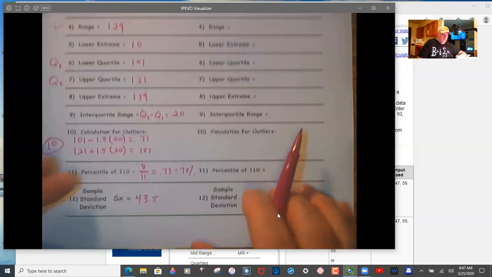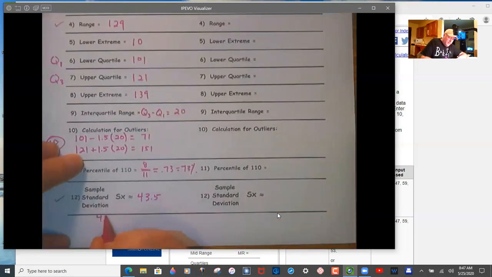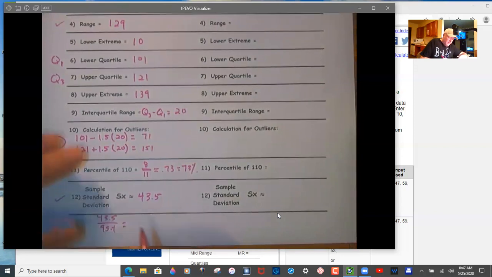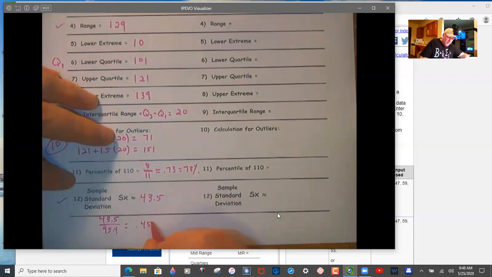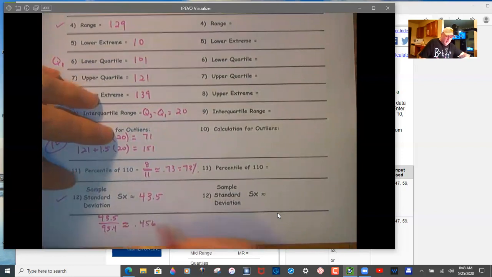That is the standard deviation. We're also going to divide this by the mean, by 95.4. We're going to come up with a value, and this is a value we're going to use to make a comment on which one of these is more dispersed. So 0.456. That's a huge value.